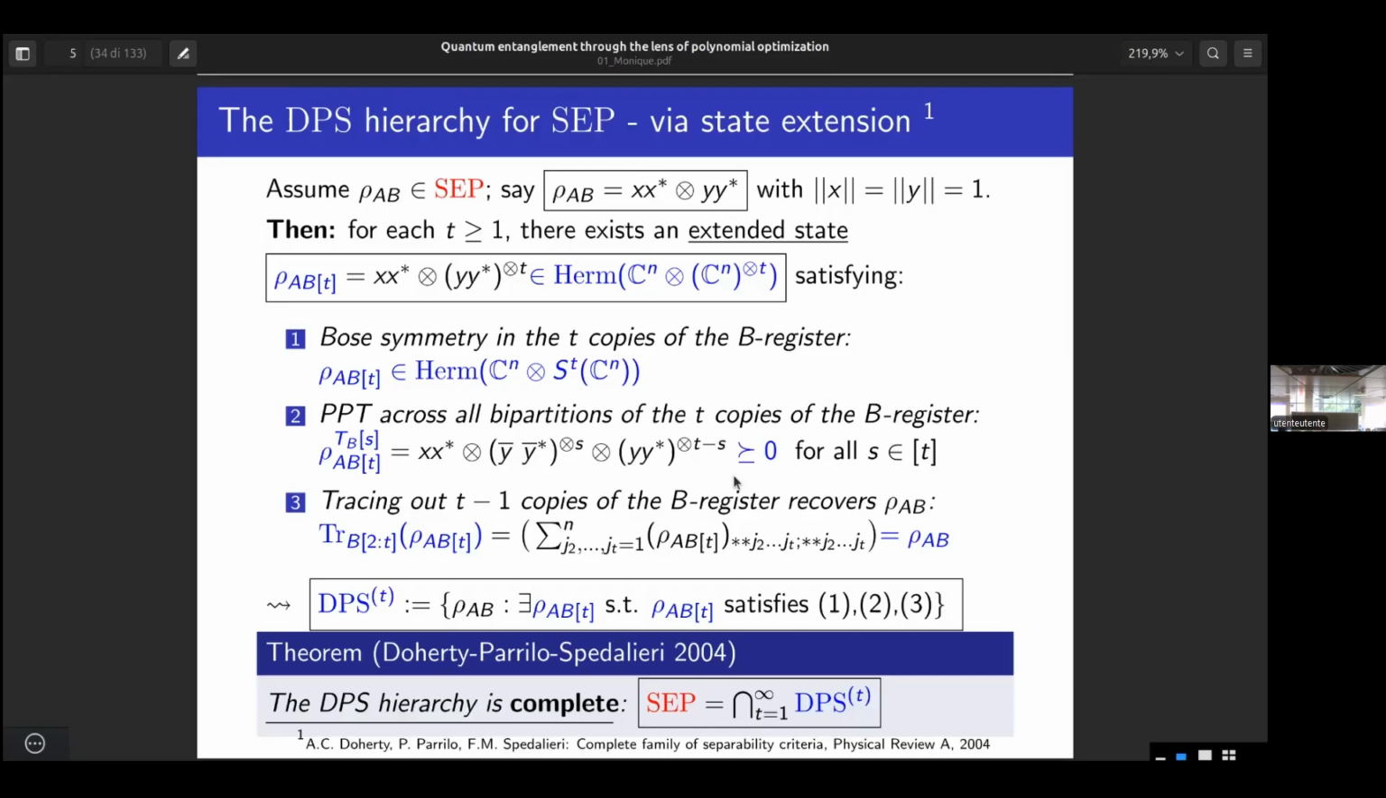You don't know the T in advance. So you have this set, and you have the DPS. For n equal to 2, they are of course, for example. So yeah, for n equal to 2. And for n equal to 3, could it be that there's a finite T? So for n equal to 2, it's PPT, which is a DPS function.